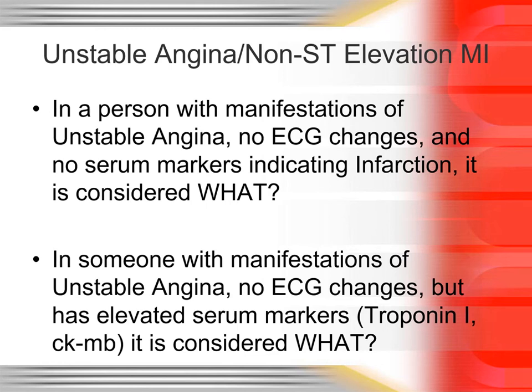The difference is that in somebody that is having all the manifestations of unstable angina, again, they may not have any EKG changes, so there may not be any ST changes or elevation on the EKG. But when we draw their blood work, we see clearly elevated troponin levels or CKMB levels, and that would be considered a non-STEMI or a non-ST segment elevated MI.